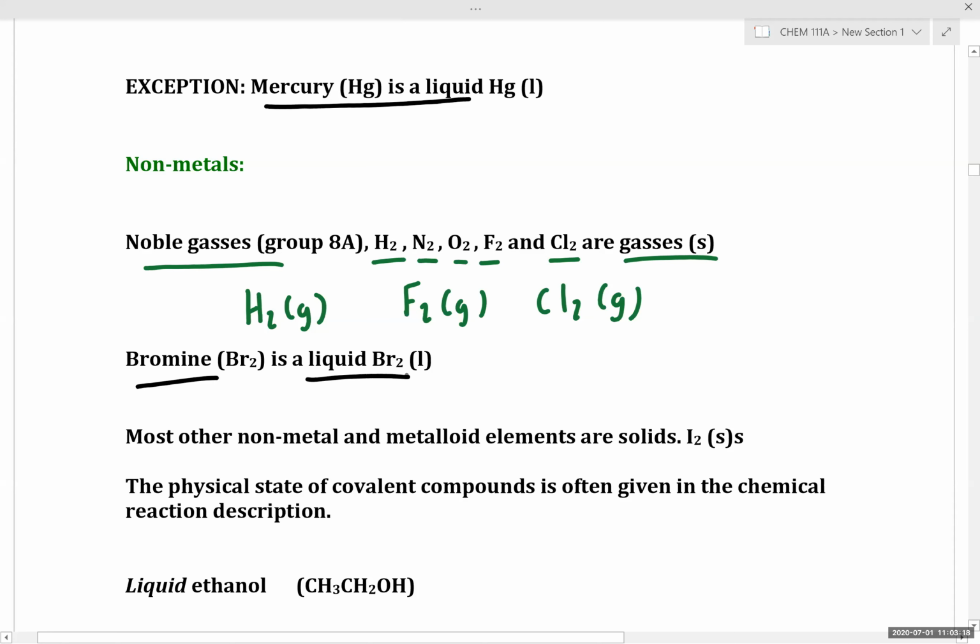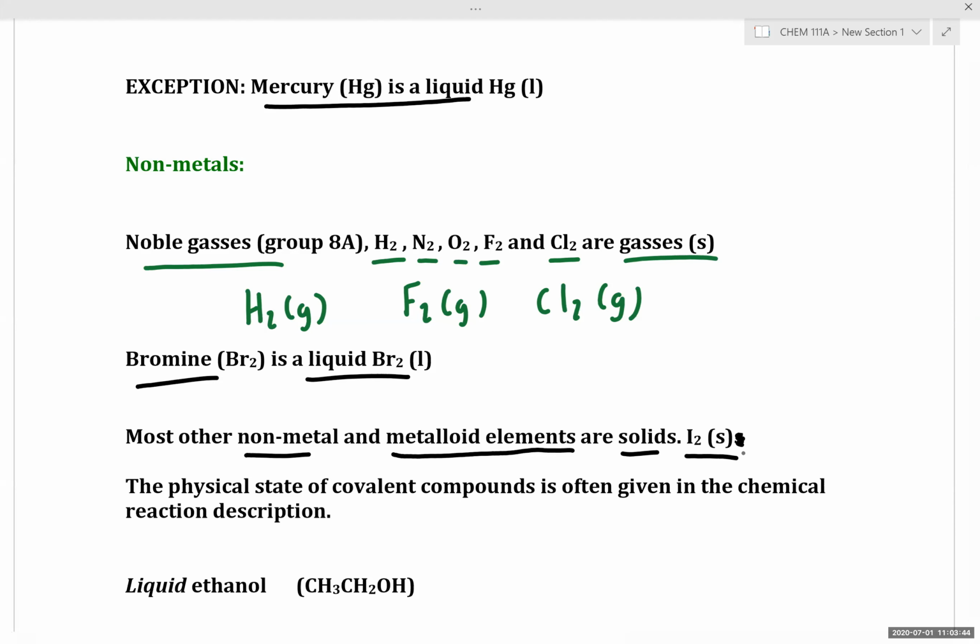Bromine is a liquid. It's not a very fun liquid to work with. It's very dense, it's quite toxic, and it fumes like crazy. Bromine is the only liquid nonmetal. In general, most other metals and most other nonmetal and metalloid elements are solids. So for example, iodine would be a solid.